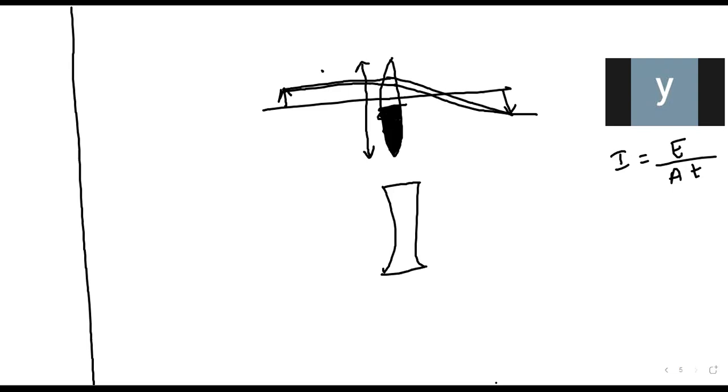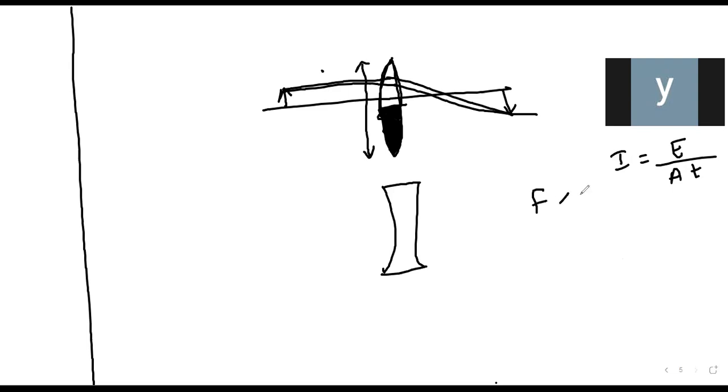Decreases, obviously. Because as area decreases, the number of light rays passing in that lens will also decrease. In this total area, suppose 100 light rays are passing, then in area A by 2, fewer light rays should pass. That is, the area of the lens is decreased.